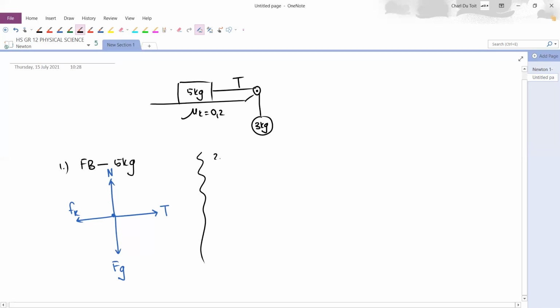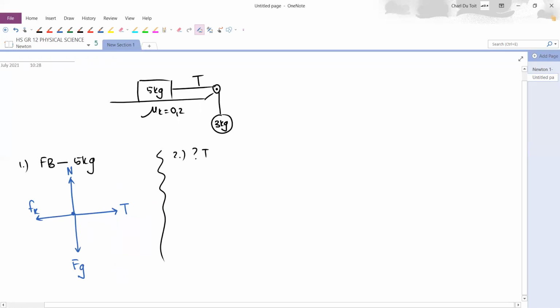And then question 2 might be, what is the tension in the rope? How do I do that? Okay, I have left out a possible question, and that question was, what is the kinetic friction? So let's just calculate that before we can actually do the sum. How would you calculate the kinetic friction? The kinetic friction is mu k times N. Remember that formula? Yeah. Good.